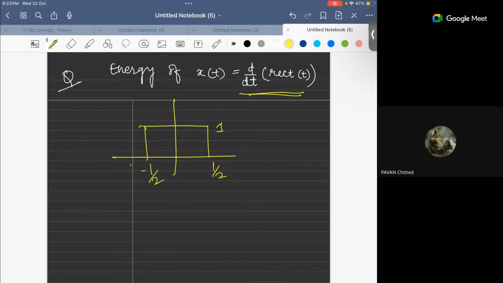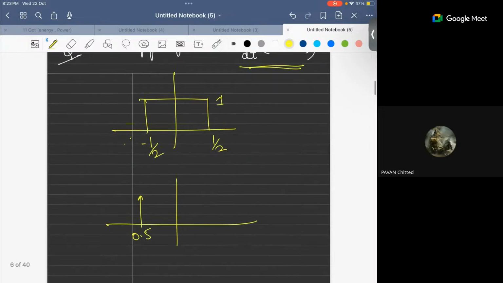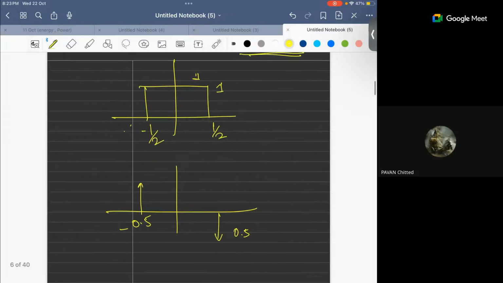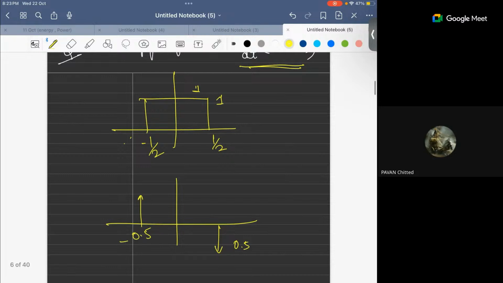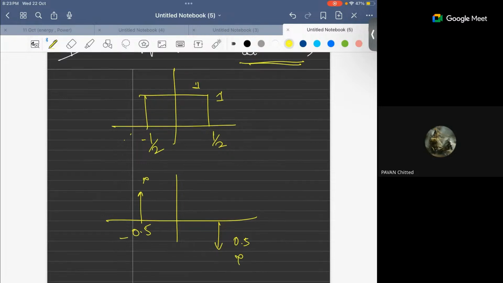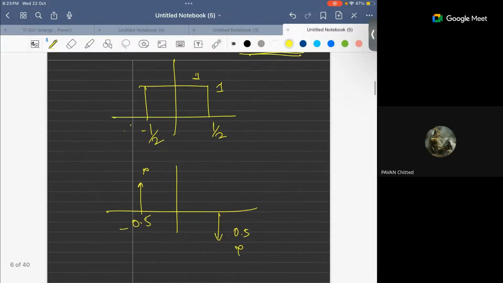Differentiation is nothing but the rate of change, right? So we are changing from 0 to 1 directly. So there must be an impulse at 0.5, and here also you are going from 1 to 0, so there must be an impulse at minus 0.5 and 0.5. So will you be able to calculate the energy here? This is infinite, this is also infinite. Will you be able to calculate the energy here?